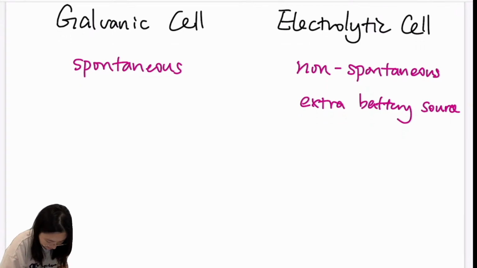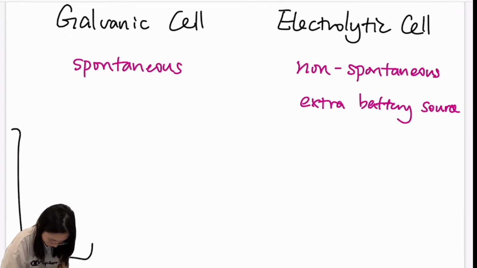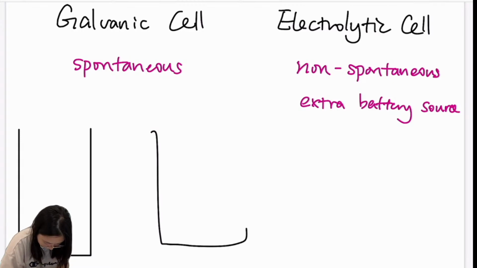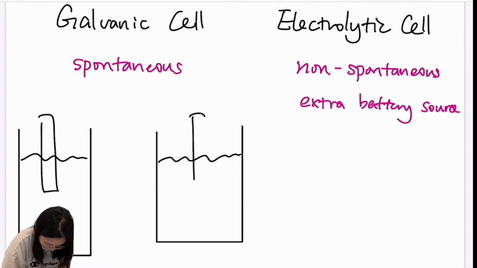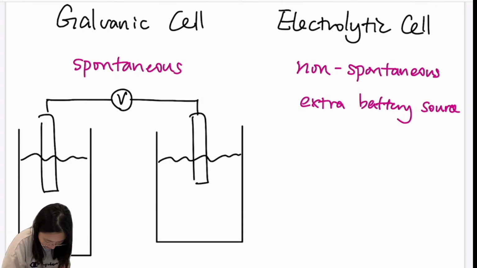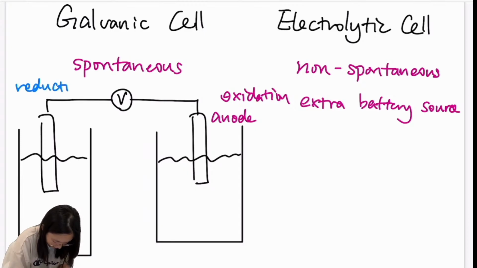Okay, so for the galvanic cell, you are going to have two separate containers. In each of the containers, you will have the solutions, and then the cathode and the anode, and they're just connected by this wire. So let's say on one end you have the oxidation reaction, then this is considered the anode. And on the other side, you have the reduction going on, then this is considered the cathode.